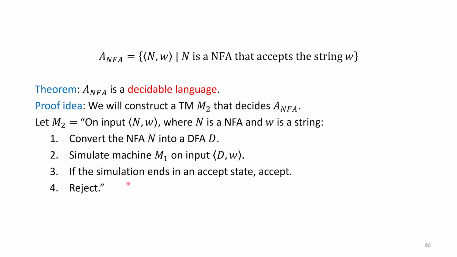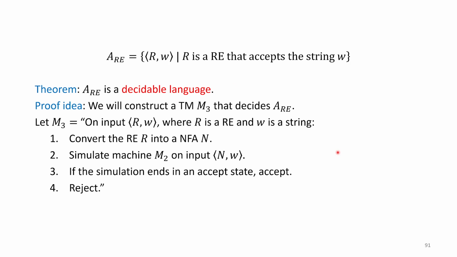If it ends in accept, we accept, otherwise we reject. So basically we're nesting subroutines inside of our machines now, in a way that we're building procedural computation into our Turing machines. So can we do that also with regular expressions?